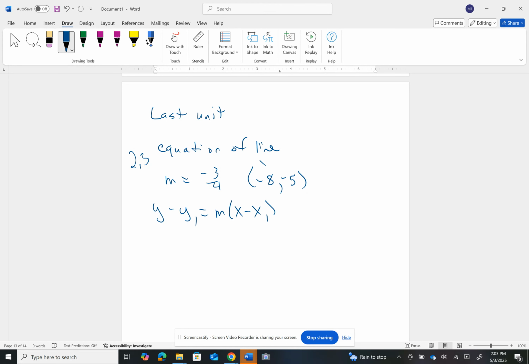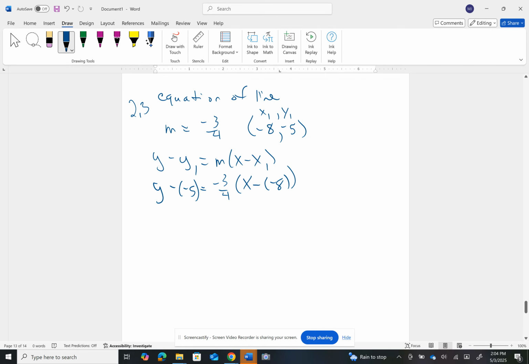And then the ordered pair is a particular point. So you're going to plug in the -8 for x1 and the -5 for y sub 1, and -3/4 goes in for the slope. So it'll be x minus -8, and over here it'll be y minus -5. I put negatives all over the place because that's probably the hardest thing about it.